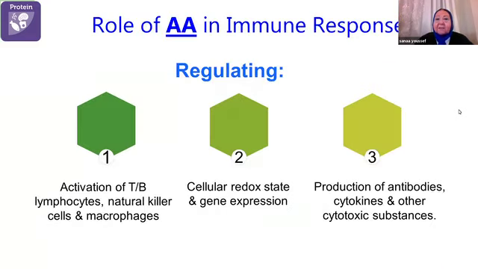Now, amino acids have a role in immune response, and they regulate, number one, the activation of the T and B cell lymphocytes, the natural killer cells, and macrophages. The second function is the cellular redox state; they are responsible for it, as well as for gene expression. And the third is the production of antibodies, which we just mentioned, cytokines, and other cytotoxic substances to kill the invading infectious agent.